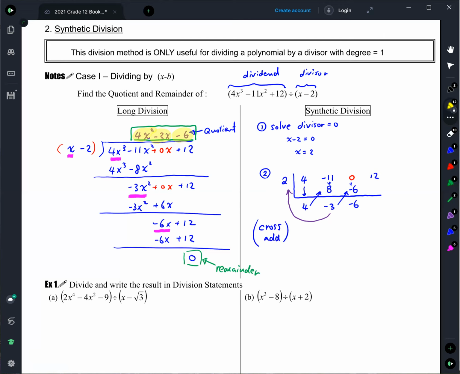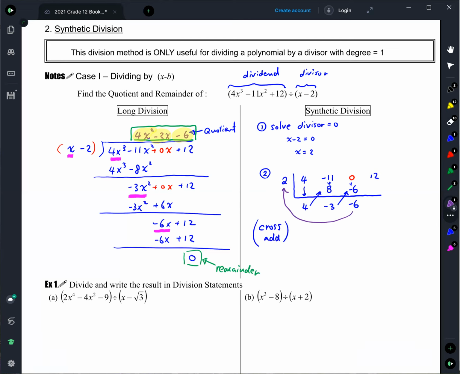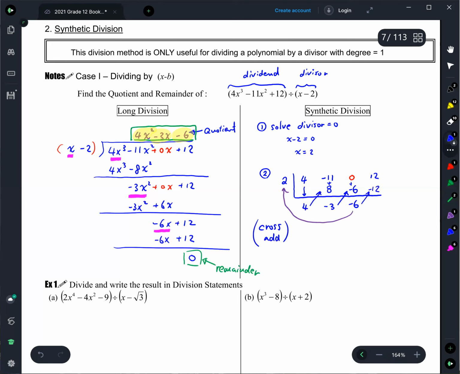Okay, we still have one more space to fill in. So we take the -6, multiply with the 2. -6 times 2 is -12, and then we cross, put the answer there, and add. So you just do two things, cross over and add. You get 0. This 0 at the end, that's the remainder.